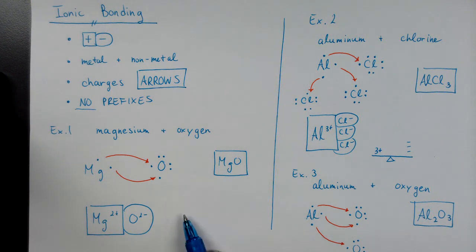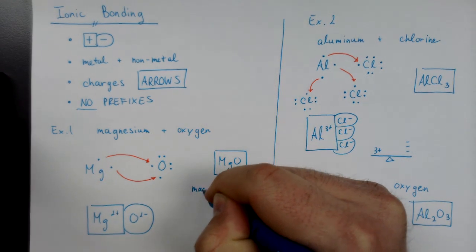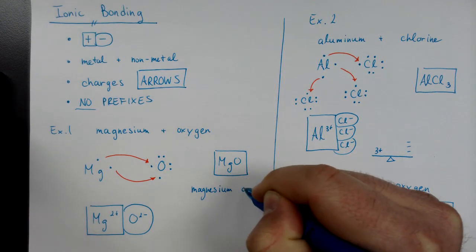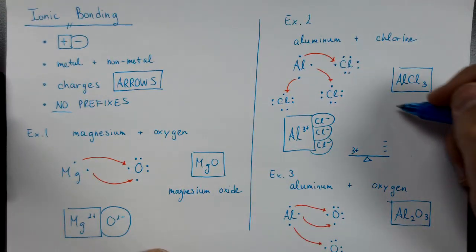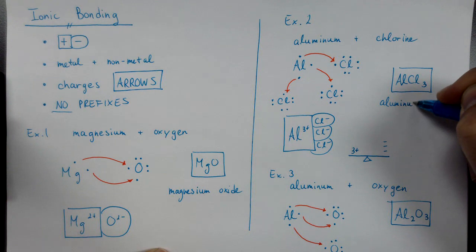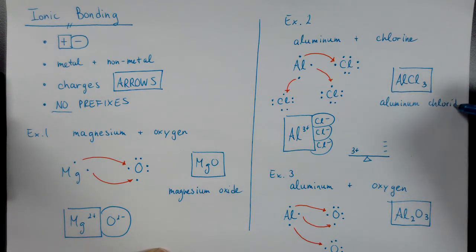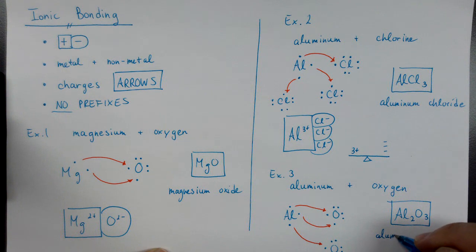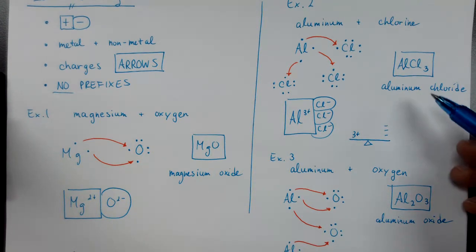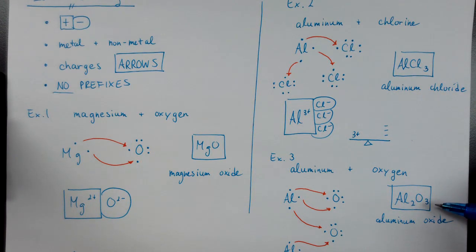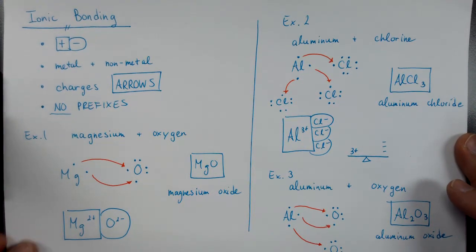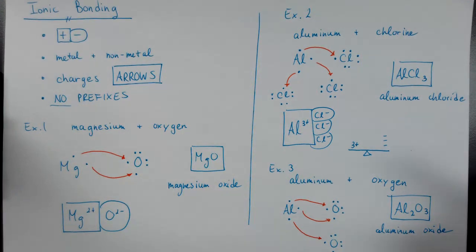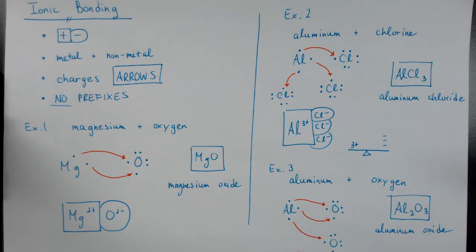Secondly, I said no prefixes. That's because we have the simplest ratio that balances the charges. So when I name this thing, I'm going to call it magnesium oxide. This one will be aluminum chloride. And then finally, aluminum oxide. I don't need to say aluminum trichloride. I don't need to say dialuminum trioxide because the charges decide the ratio. It's only in covalent compounds that we have to identify the ratio because there are so many interesting possible combinations.